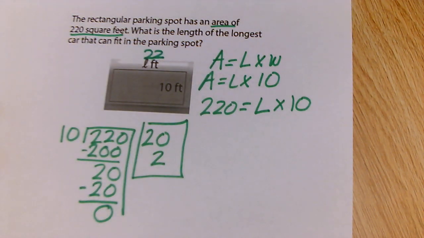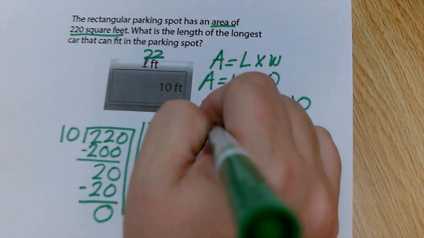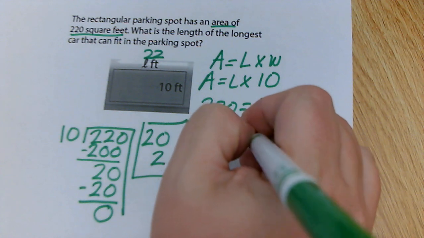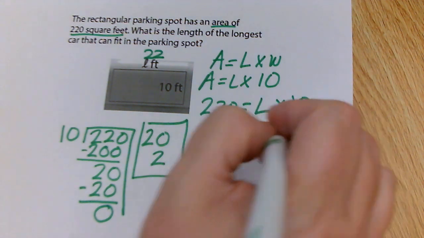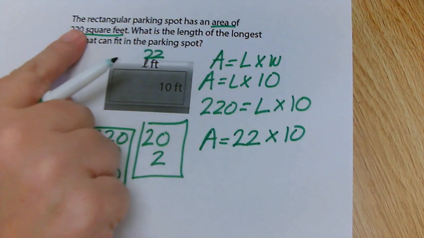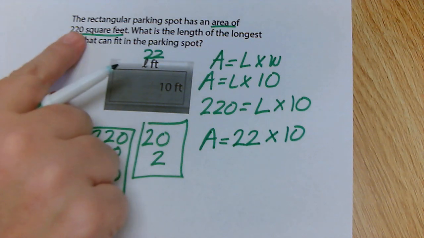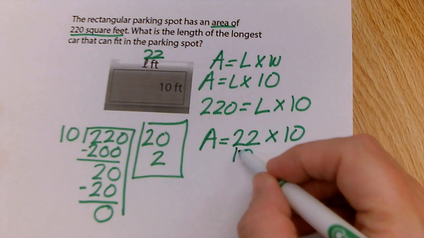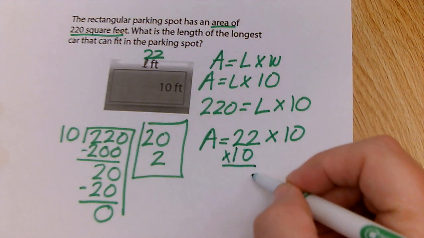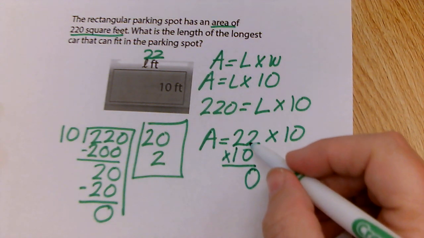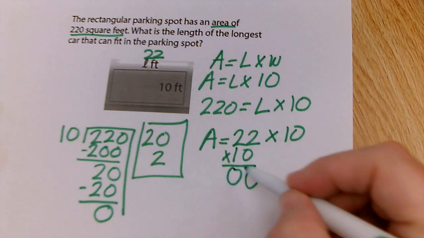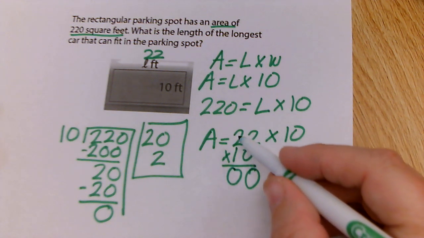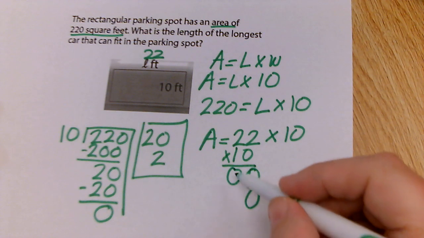But we always want to check our work. So I'm going to go ahead and put in 22 times 10 and see if I end up with my 220. If I don't end up with my 220, I did something wrong. I'm going to do the standard algorithm. Well, I know that 0 is what I get for each 0 times 2, 0 times 2. Move to the next place value.